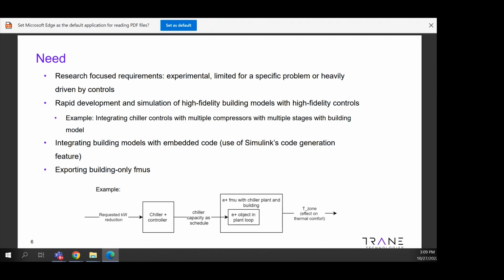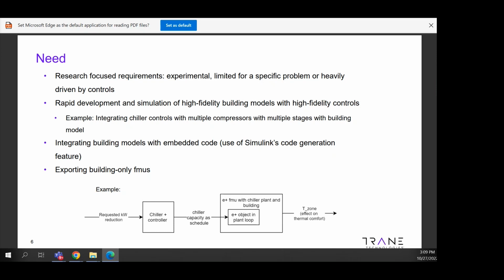Another use case is mostly coming from residential. On one side you have embedded controls that are being developed, and that model gets used to create embedded code. On the building side, you want to try different types of buildings, and creating those building models and validating them can take a long time.